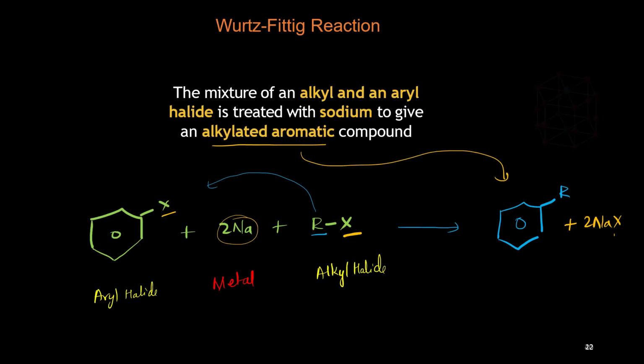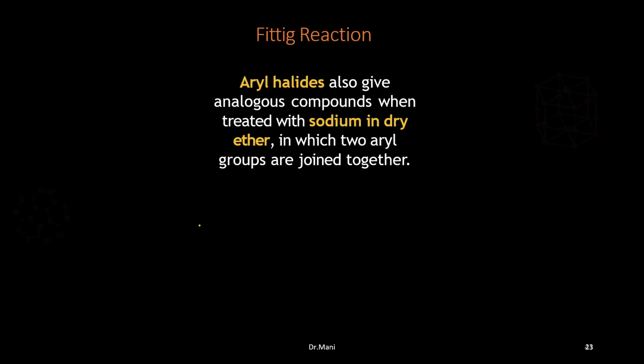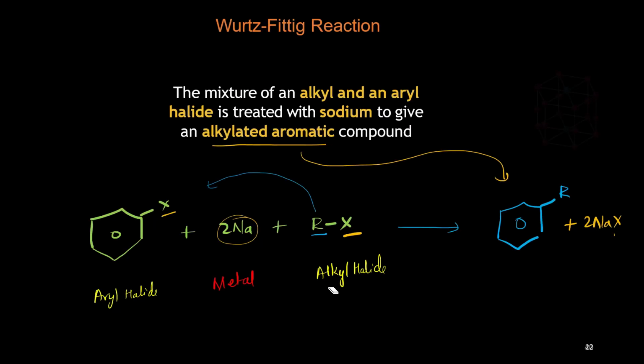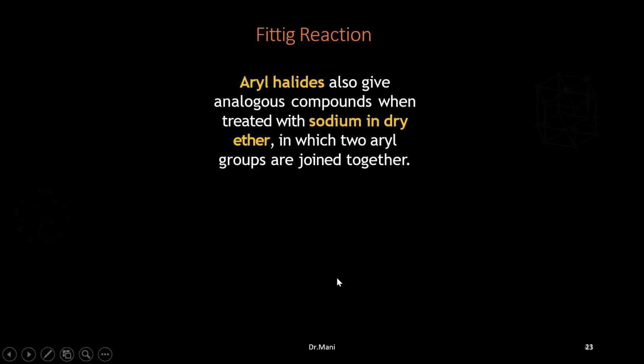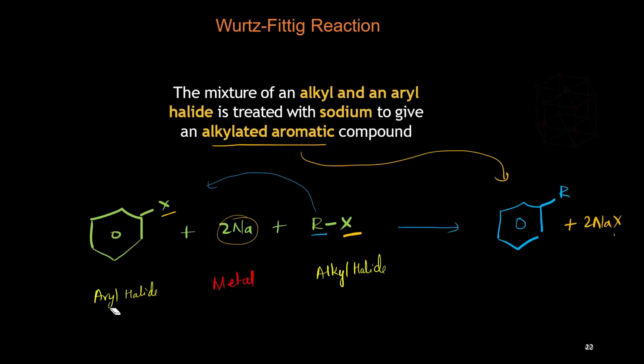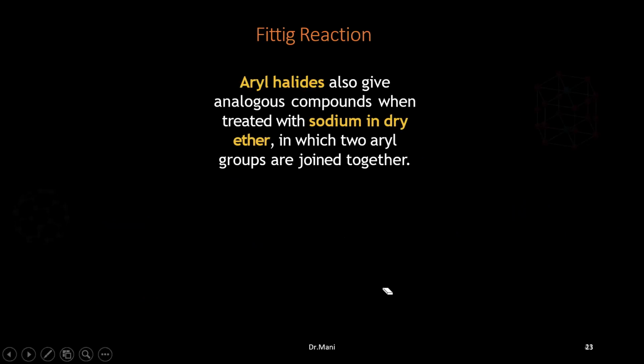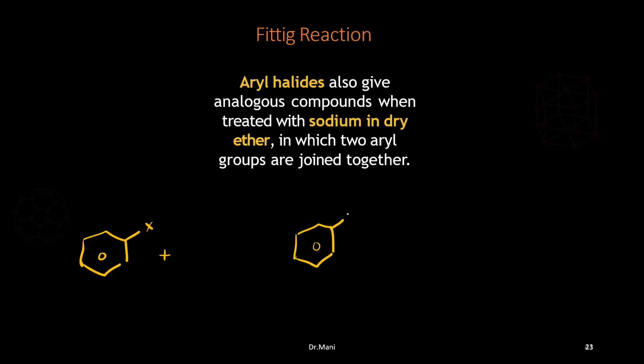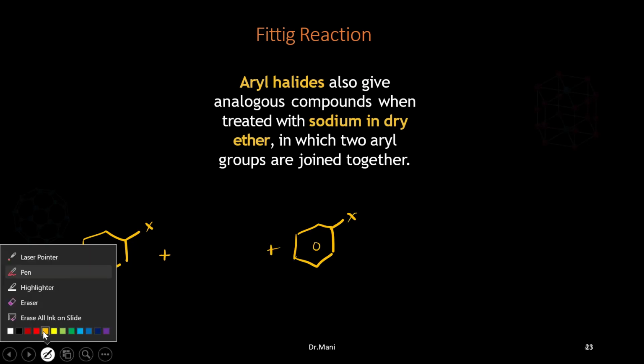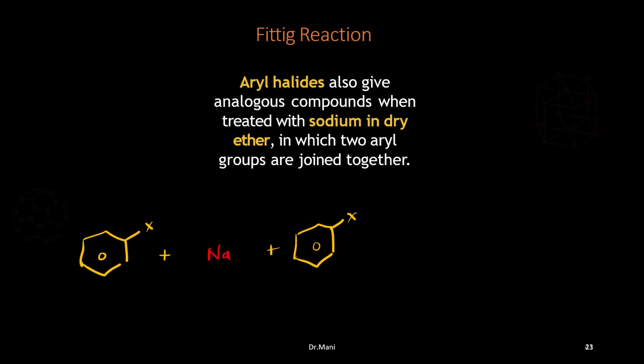So the other one is Fittig reaction. What you have taken here, you have taken aryl halide and alkyl halide. What is the difference between the Wurtz-Fittig and Fittig is, here you have considered aryl halide and alkyl halide. Here you will be considering only aryl halide. That means you take two aryl halides. Treat with sodium. So whatever this halogen is there, it will break and this will go and attach to here. So that's how it happens.